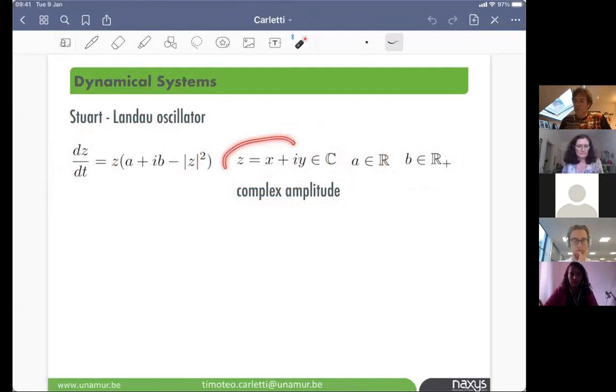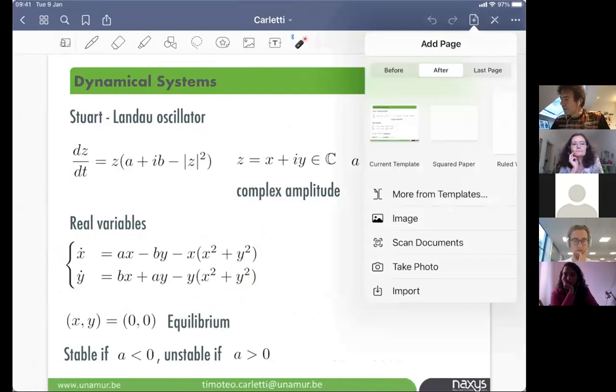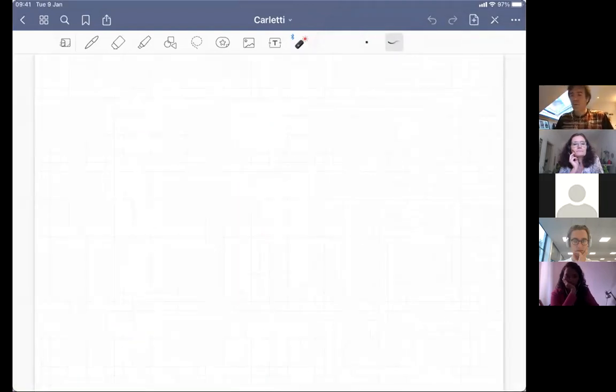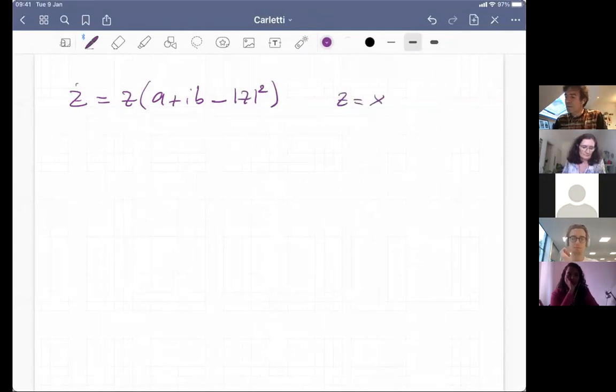Of course, because you can write Z as X plus iY, you can use the real variables, and you end up with this real two-dimensional system. I can do the computation for you, but it's very straightforward. So you have Z dot equal to Z times (A plus iB) minus Z times the modulus squared, and Z is equal to X plus iY.